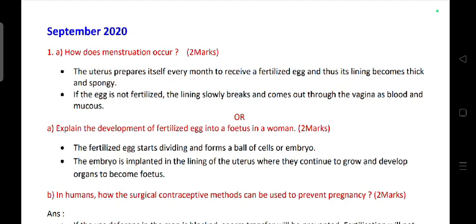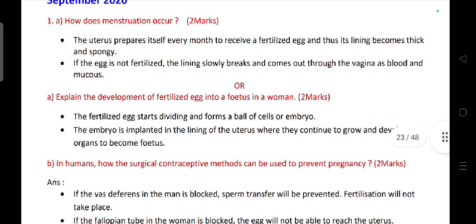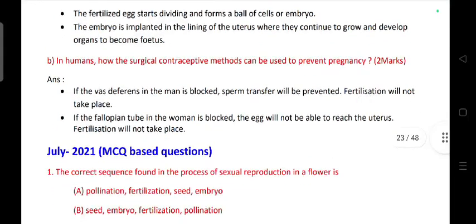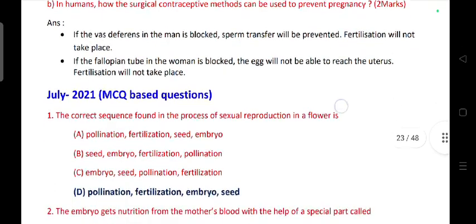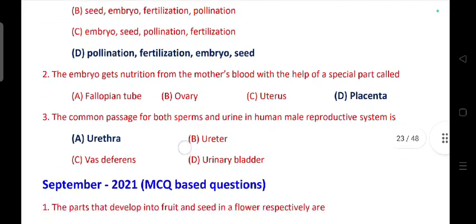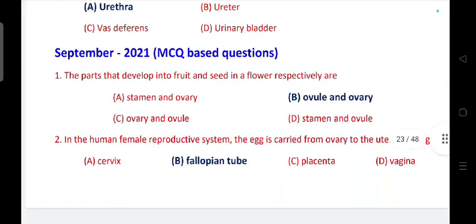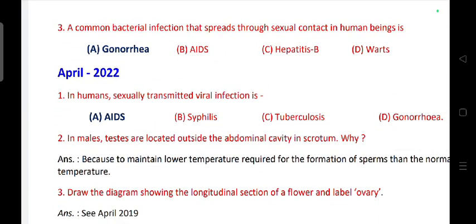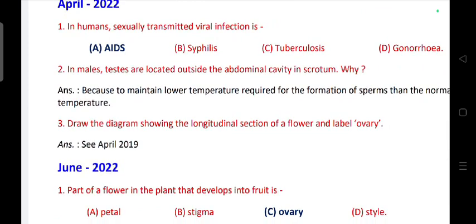Next, in September 2020, how does menstruation occur? 2 mark question. Our question was explain the development of fertilized egg into a fetus in women. Then in humans, how can the surgical contraceptive method be used to prevent pregnancy? So next, come to June 2021 multiple choice questions with answers. 3 multiple choice questions were asked. In 2021, again multiple choice questions 3. In 2022, 1 multiple choice question and one diagram which is already done in April 2019 paper.